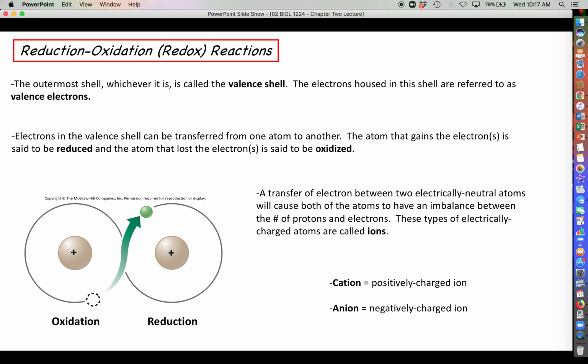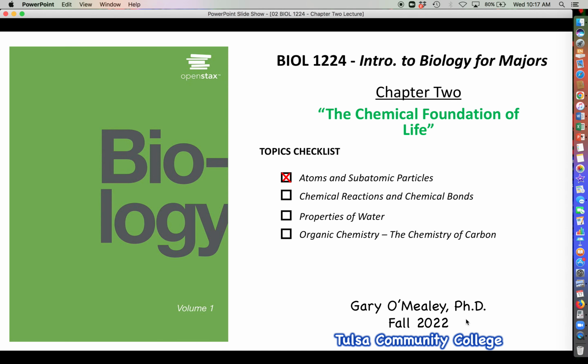So the term we use for these atoms that have electrical charges is ions. A cation is what we call a positively charged ion, and an anion is what we call a negatively charged ion. So in this diagram, the atom that becomes oxidized and loses its electron is going to become a cation, and the atom that became reduced and gained an electron is going to become an anion.